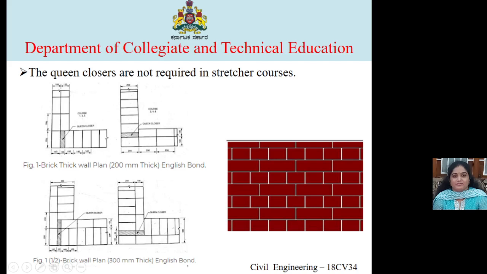You can see this. Here this is a plan of a wall 300 mm thick. The thickness of the wall is more. See here, 1.5. This is a one brick wall. It is 1.5 brick, one brick and half brick.